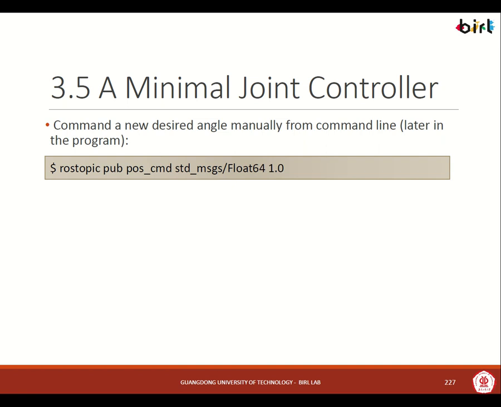This is not a torque. Now we're gonna show you how to send a desired angle, a desired angle manually. Okay. So we're gonna say rostopic pub position command. That's the topic. std_msgs Float64 1.0. Okay.